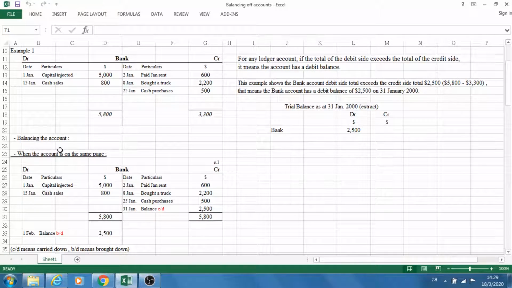The balancing of the account. When the account is on the same page, write down the difference of 2,500 on the shorter side of the account to make the two sides equal. And then bring down the balance 2,500 on the opposite side of the account on the next accounting period. Here on 1st February, the bank account has a debit balance of 2,500 brought down.